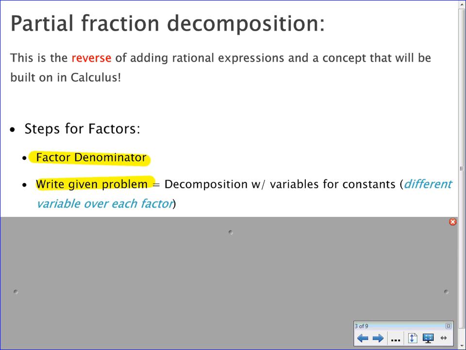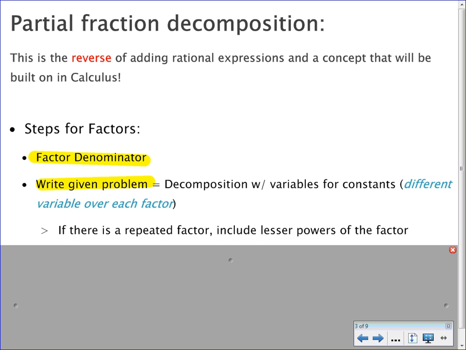If there is a repeated factor, for example, if we had x plus 1, the quantity squared, as a part of our denominator, then we would need a fraction with x plus 1, and we would need a fraction with x plus 1 squared. We have to account for it being repeated however many times. Okay? So if you have a repeated factor, you have to include lesser powers of that factor to account for it happening that many times. Okay?